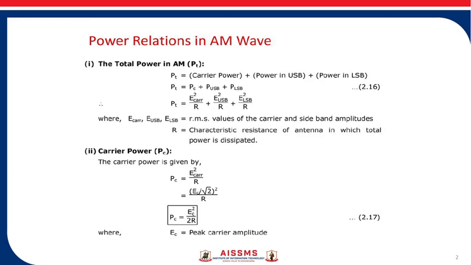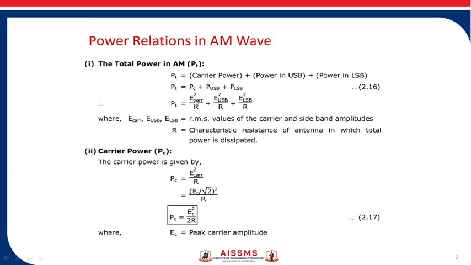Here we are going to see the power relation in the amplitude modulated signal. First, the total power in the transmitted amplitude modulated signal is represented as PT, and that is equal to carrier power plus power in USB plus power in LSB.